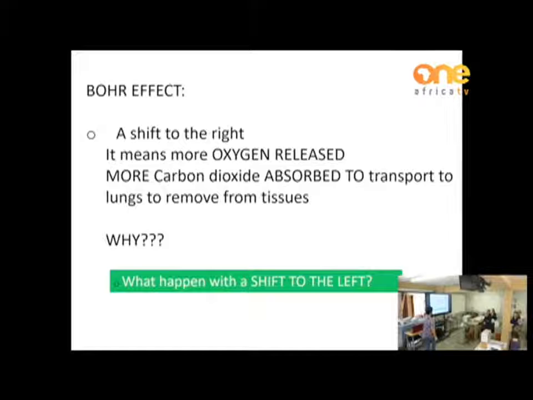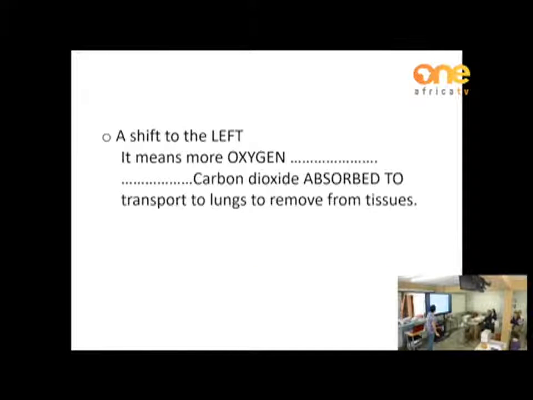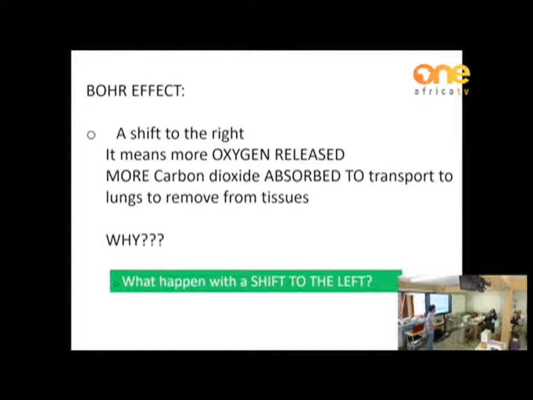What happens with a shift to the left? And I gave you a question like that because they gave it a few years ago. So let's read that sentence and we are going to complete the next one. A shift to the right, Bohr shift. It means more oxygen released, more carbon dioxide absorbed to transport to the lungs to remove it from the tissue. We got that? Okay?